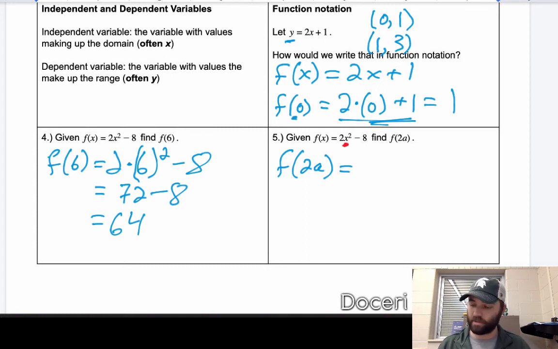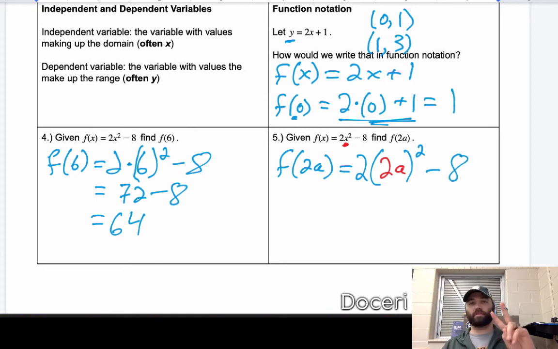So here we go. This is going to be 2 times, and then again in parentheses here, I'm going to put 2a, that's what I'm plugging in, squared minus 8. There's two places students make mistakes here. One is inputting it without parentheses, then you're likely to make a mistake in the simplifying, and then the second place is in the simplification. So you really want to be careful and pay attention to order of operations.